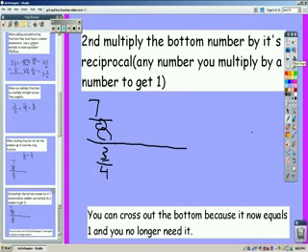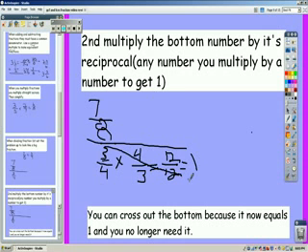Now you need to get your bottom number to equal 1. How do you do that? By multiplying by its reciprocal. And a reciprocal is any number you multiply by to get the number 1. So to get 1, we multiply 3/4 by 4/3, giving us 12/12, or 1. Because remember, anything divided by 1 is that same number. So you can cross out the bottom now, because now that it equals 1, you don't need it anymore.